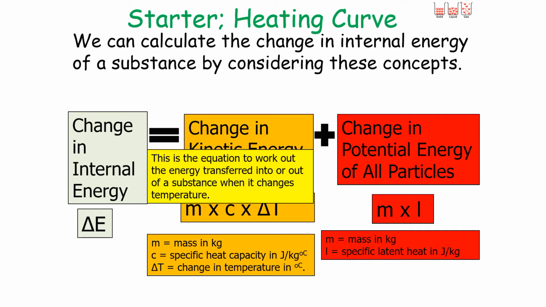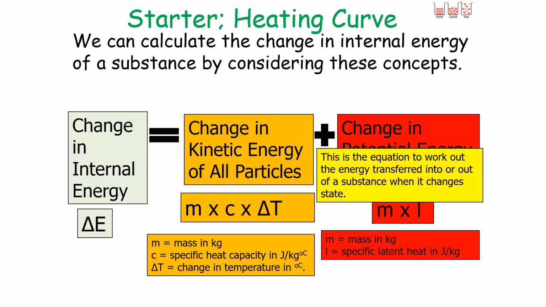So the equation on the left is the equation to work out the energy transferred into or out of a substance when the temperature changes, whilst the equation on the right is the equation needed to work out the energy transferred into or out of a substance when it changes state.